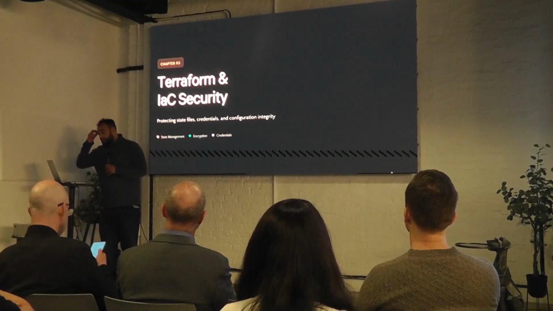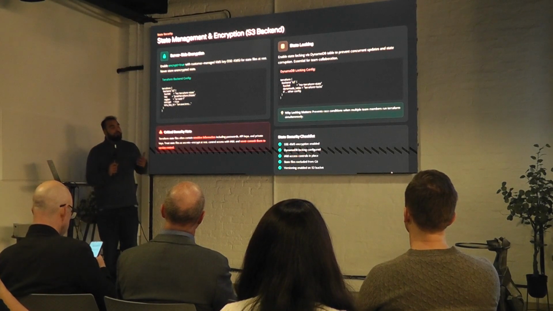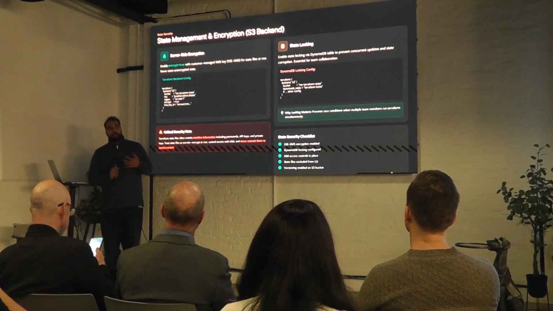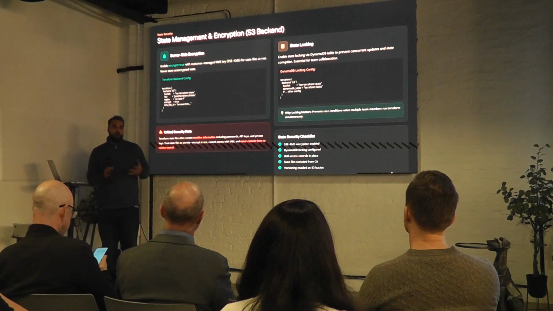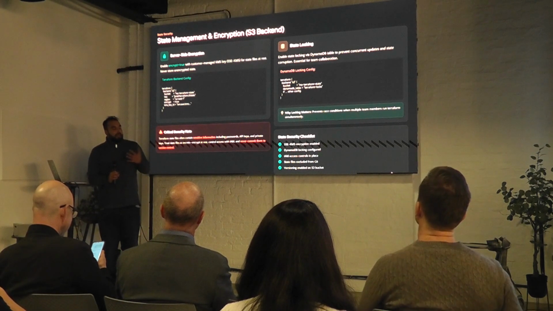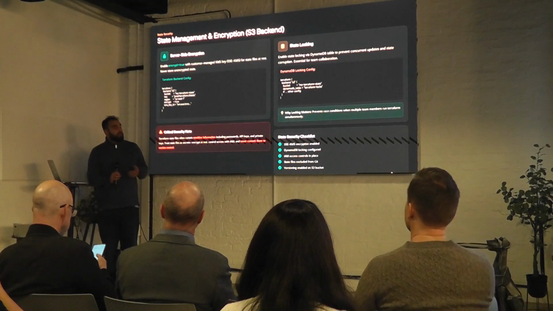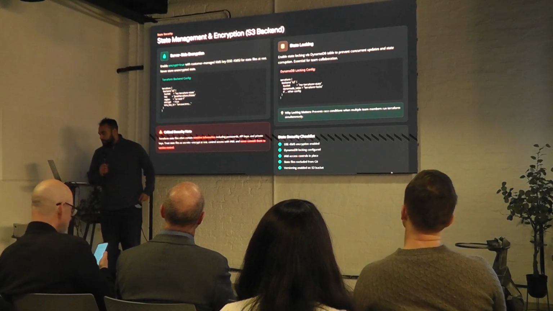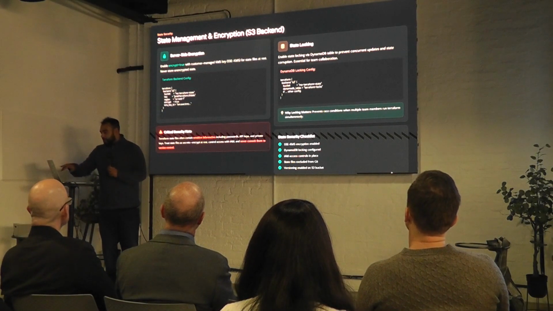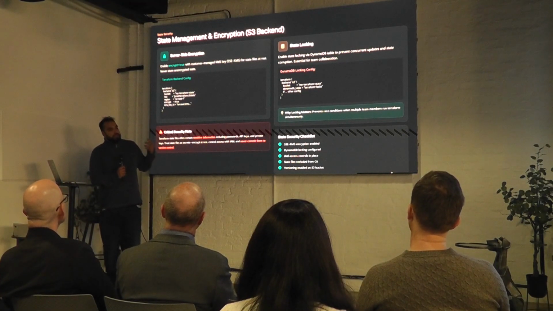Then Terraform and infrastructure code security. By default, when you create a Terraform state file, it's local. It's pretty much the heart of the whole infrastructure. So basically, it means that anybody who has access to your laptop or your tablet or your phone, if you're one of those people, can see it. With Terraform, you can actually upload it to an S3 bucket.